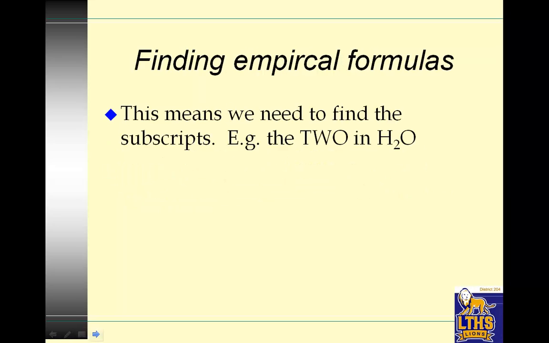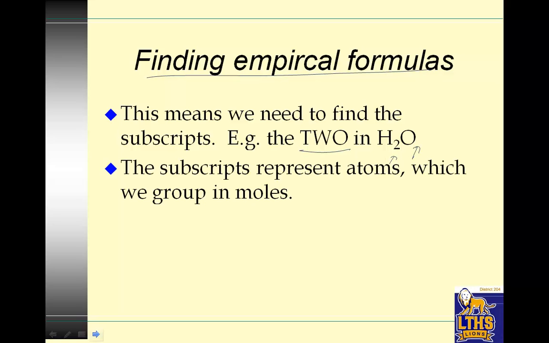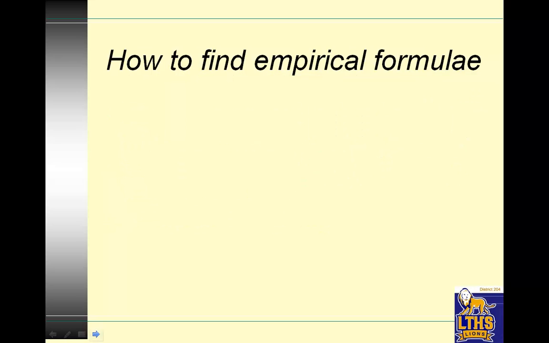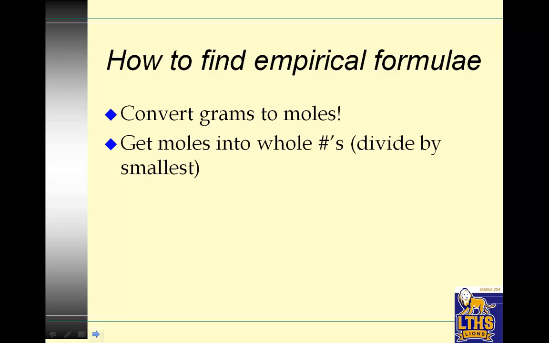Okay, so finding the empirical formula means we need to find the subscripts. For example, the 2 in H2O and also the 1 in H2O. The subscripts represent atoms, right? Two H's and an O. It looks like Mickey Mouse, right? Two H's attached there, which we group in moles. So it'd be 1 oxygen and 2 hydrogens. I always go through moles. So what we're going to do is convert grams to moles and get moles into whole numbers and then multiply by 2 or 3 if needed.